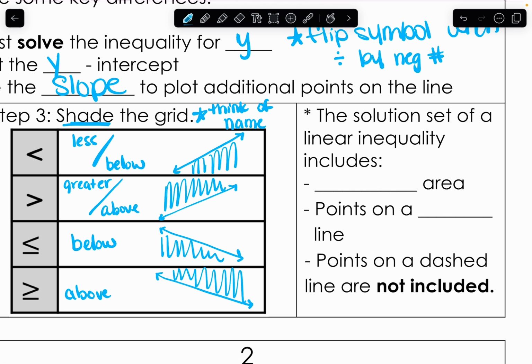The solution set of a linear inequality, notice it has a star by it, very, very important, includes the shaded area. So any points that fall in the shaded area are part of the solution. What is a solution? Solution is another word for an answer. So part of the answer is going to be anything in the shaded area and also points on a solid line, aka closed circle. Points on a dashed line are not included.